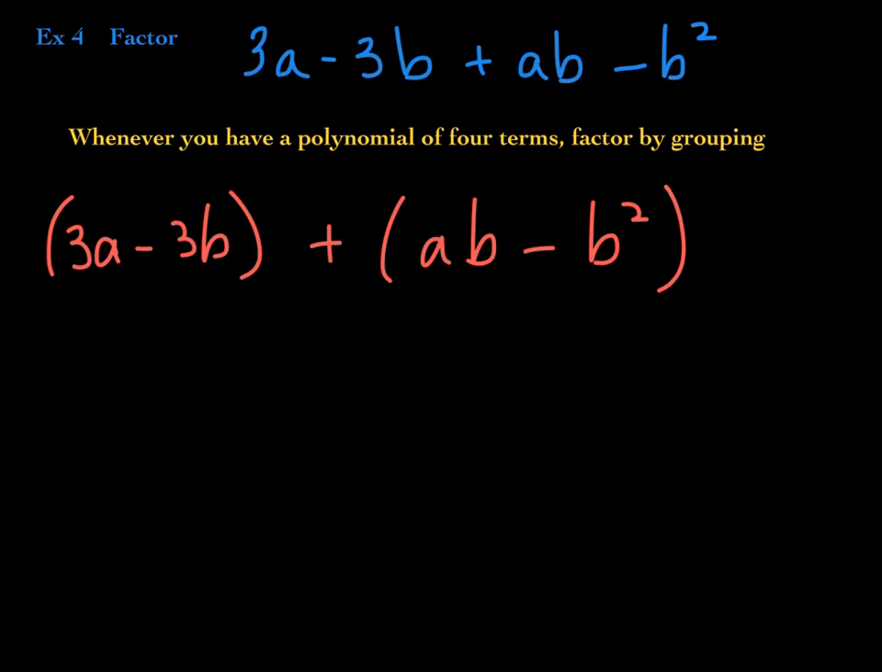The next step in factoring by grouping is to factor out the GCF from each group. Look at this group. What's the GCF here? What do they both have in common? A 3, that's right. So we'll factor out a 3. Next group, what do they have in common? A B. So let's factor out a B.